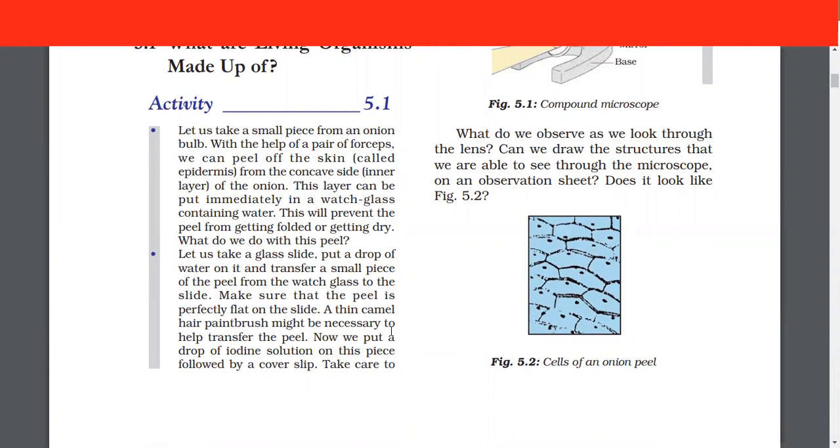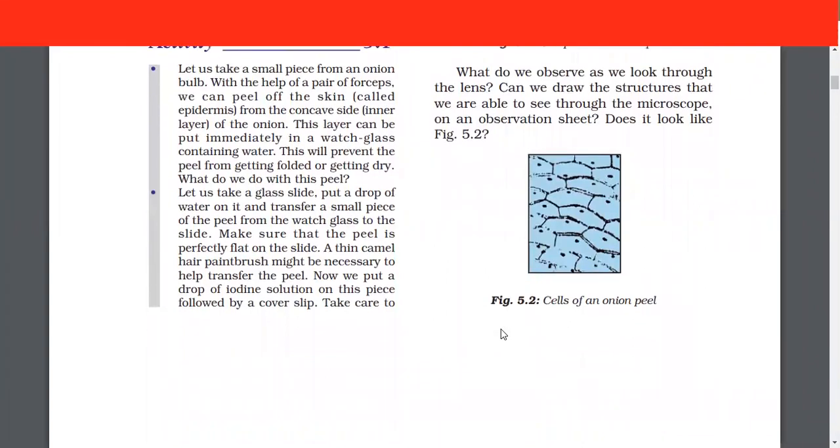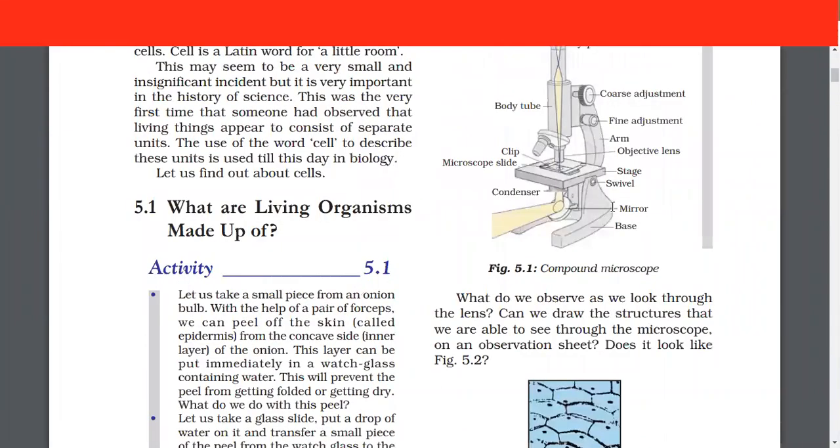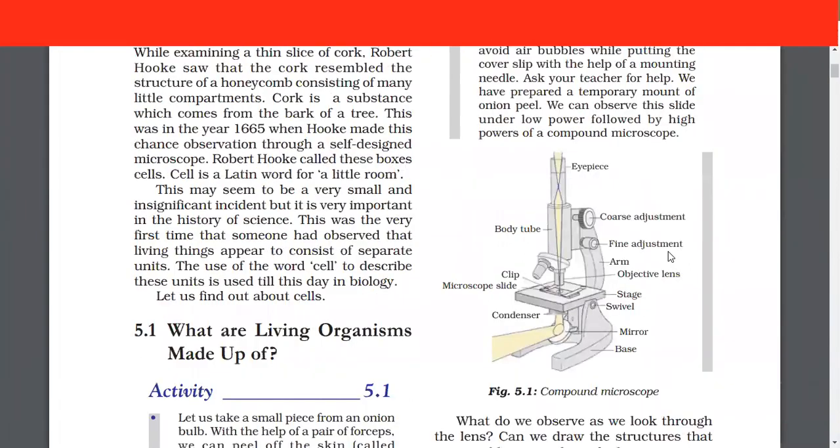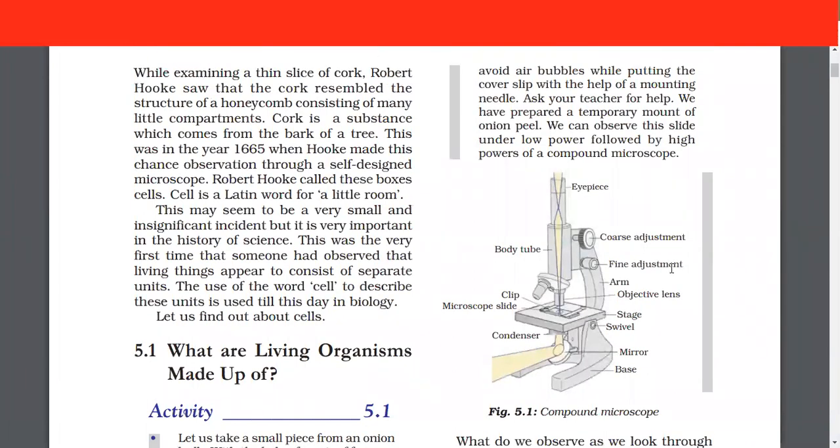Let us take a glass slide, put a drop of water on it, and transfer a small piece of the peel from the watch glass to the slide. Make sure that the peel is perfectly flat on the slide. A thin camel hair paintbrush might be necessary to help transfer the peel. Now, we put a drop of iodine solution on this piece followed by a cover slip. Take care to avoid air bubbles while putting the cover slip with the help of a mounting needle. Ask your teacher for help. We have prepared this slide, a temporary mount of onion peel.